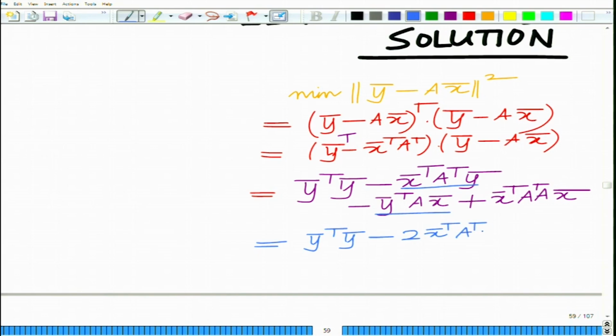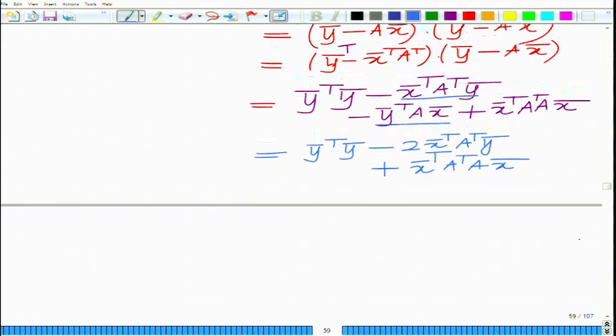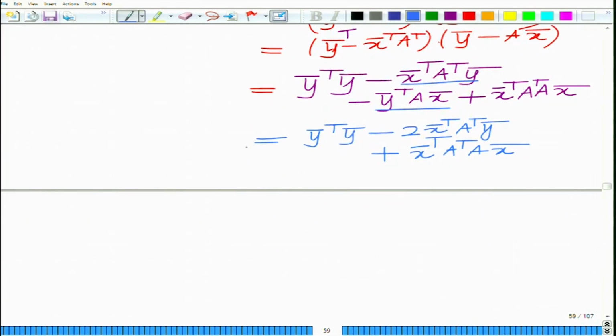twice x bar transpose A transpose y bar plus x bar transpose A transpose A x bar. And now, this is an objective function, because here you have no constraint, you have only the objective function in x bar. So, you take the gradient of f with respect to x bar, and now you can see y bar transpose y bar, gradient of that with respect to x is 0, minus twice x bar transpose A transpose y bar, you can treat this as x bar transpose c bar. So, the gradient is simply c bar.